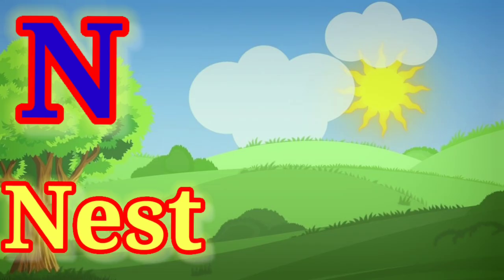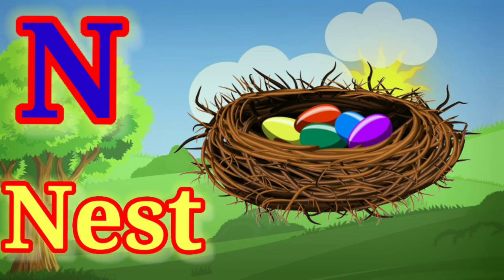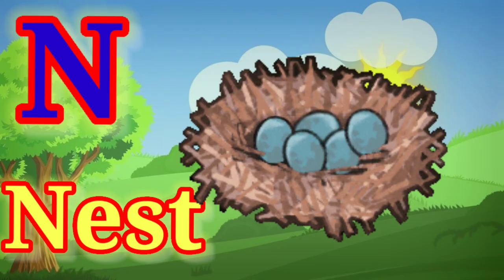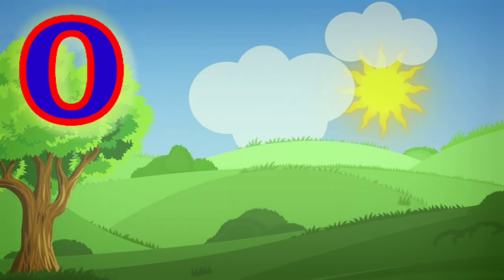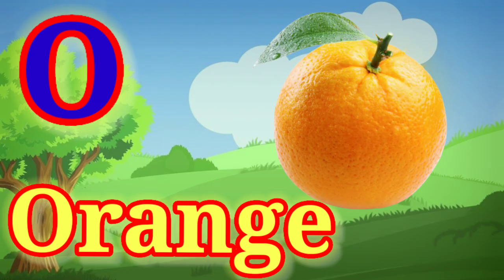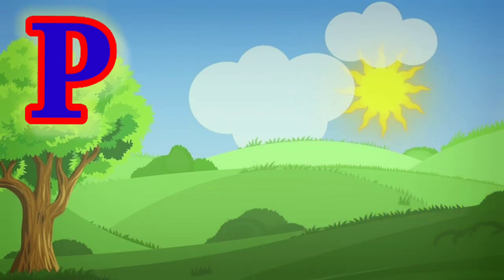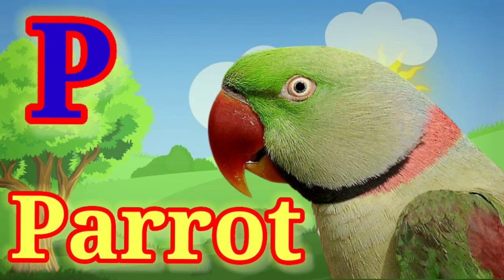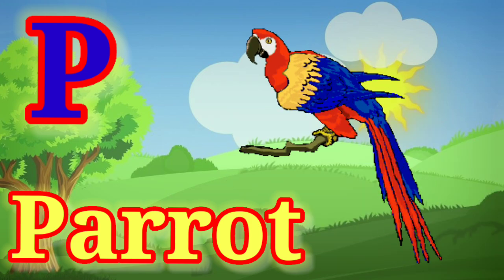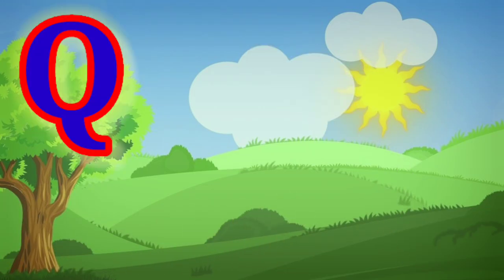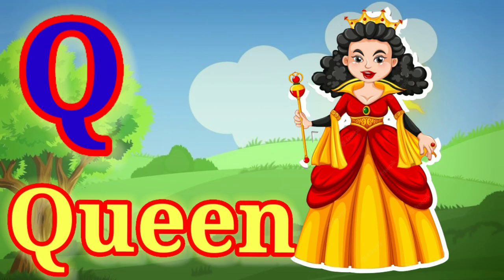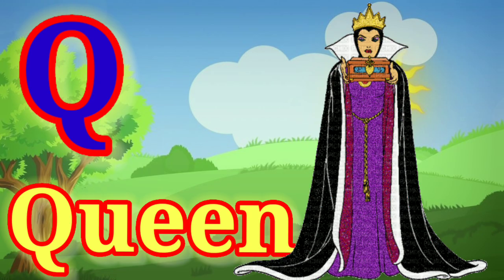N for nest. N for nest. O for orange. O for orange. P for parrot. P for parrot. Q for queen. Q for queen.